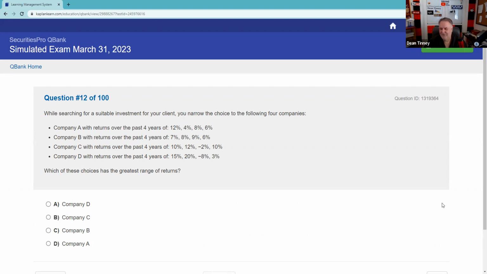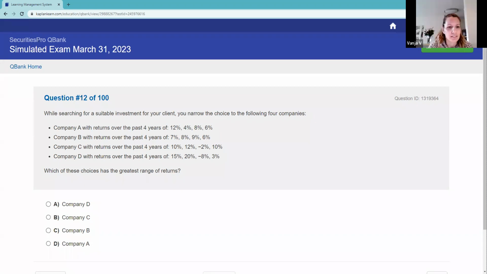While searching for a suitable investment for your client, you narrow the choice to the following 4 companies. Which of these choices has the greatest range of returns? All right, let's see. Company A with returns over the past 4 years. Oh, so in a sense, range. Okay, that's easy. We just need to see what's what.